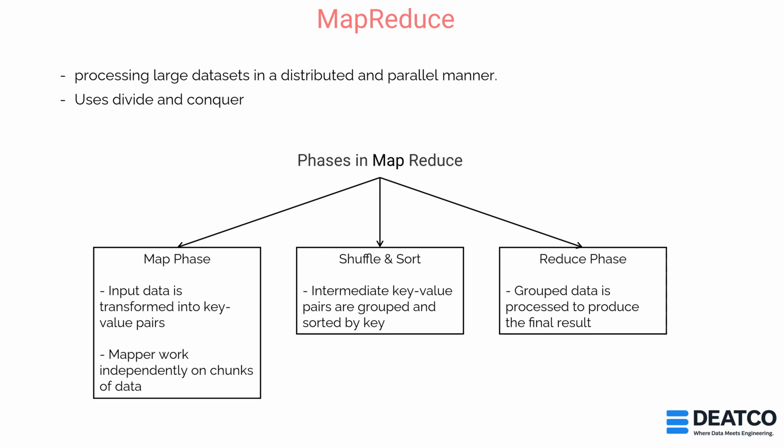MapReduce runs on top of YARN, while YARN handles resource management and scheduling. MapReduce focuses purely on data processing logic. This separation allows Hadoop to run multiple processing frameworks, not just MapReduce, on the same cluster.